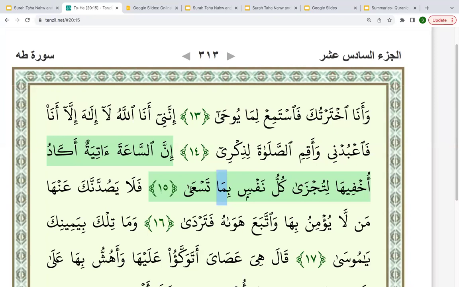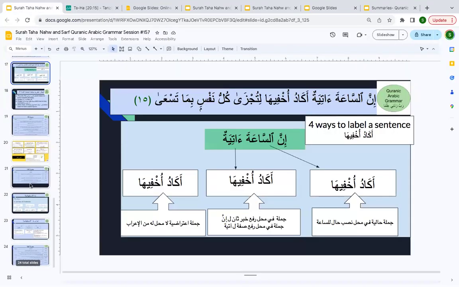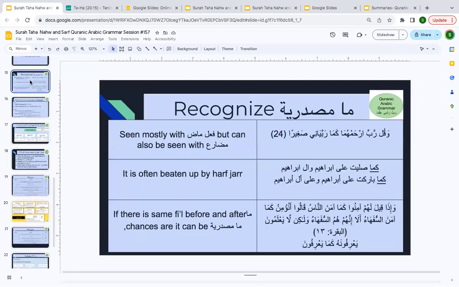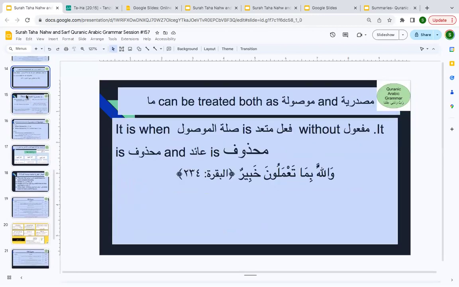Okay, so when you see a ma, a very quick tip that usually works is if you can translate your ma as "what", it's going to be ma mausula, okay? But also remember, there is a way I taught you when I was going into the details of ma. We should be able to have it here somewhere. Okay, I think I have it here. So when to call something mausula and when to call it masdariya. And this is the main confusion.